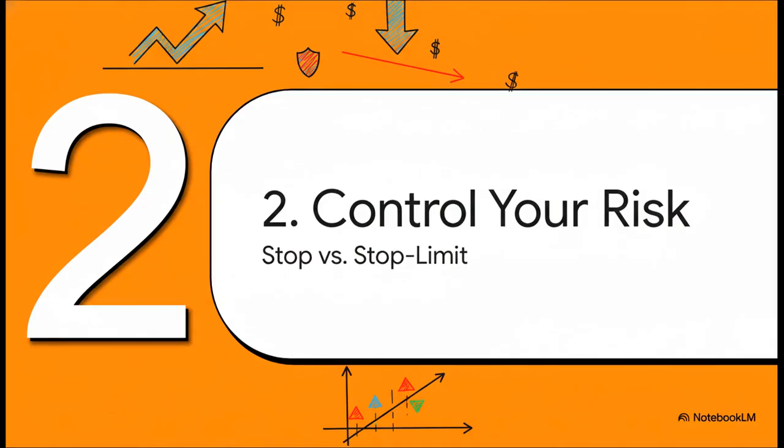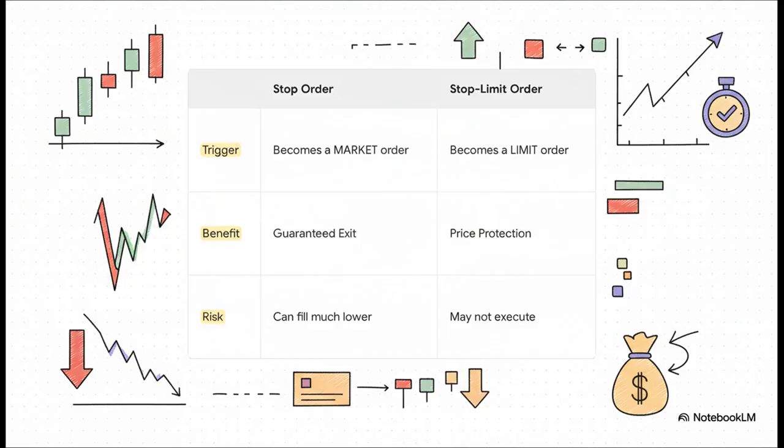Okay, so we've got our entry figured out. Now let's build on that and talk about the single most important job any trader has, protecting your money. It's time to control your risk. Now listen up, because this difference is huge. A standard stop order is your emergency eject button. The second your price level gets hit, it blasts a market order out to sell, period. The benefit is you are guaranteed to get out. The risk, though? If there's a flash crash, it's going to sell at whatever crazy price it can find to get you out, which could be way worse than you planned.